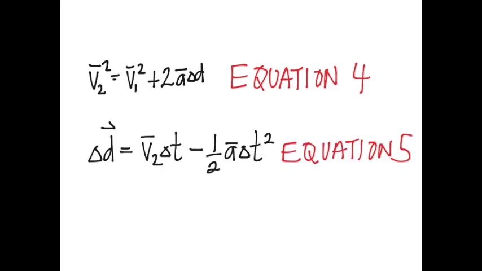This equation is similar to equation number 3. Instead of v1, we can use v2. And instead of adding 1/2 a delta t squared, we're actually subtracting it. These 5 equations, you'll be using them throughout the remainder of this unit. You're not asked to memorize them. We'll provide them to you in a formula sheet for every quiz, test, or final exam. Your job is to be able to know when to use them and how to use them properly.